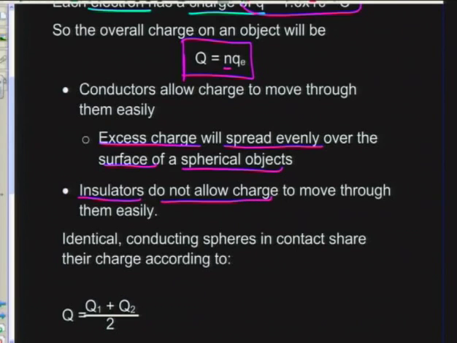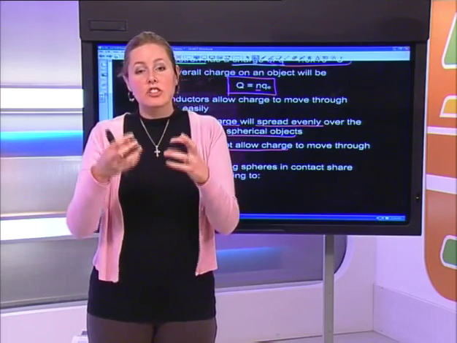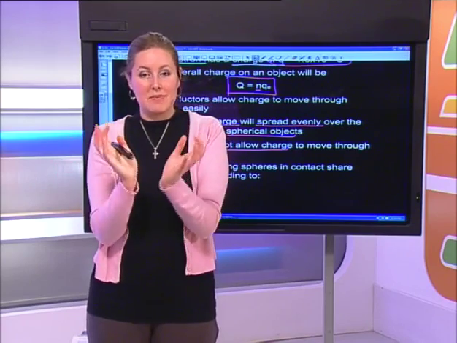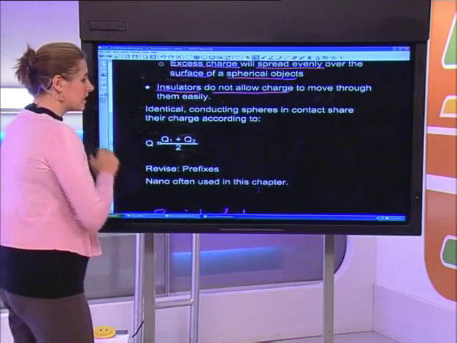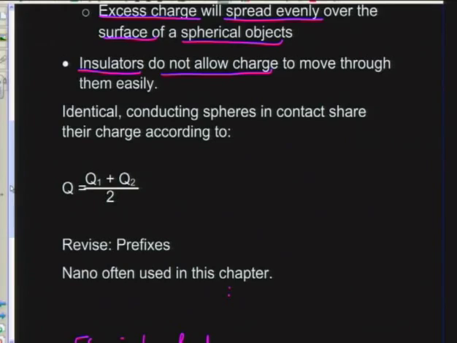So very often what we'll find is we've got a metal ball on an insulating stand to make sure that the charge stays on the metal sphere and doesn't flow down to the earth. Okay? Then identical conducting spheres in contact share their charge. So if something comes into contact and it's identical, by identical we mean the same size and the same shape.